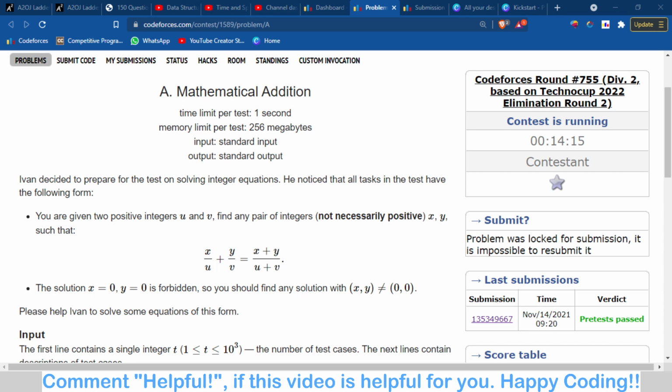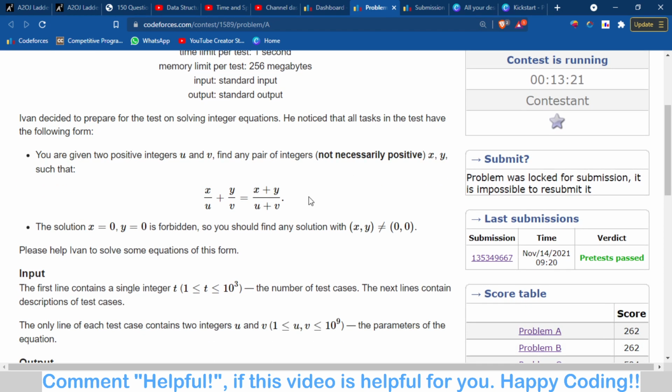In this video we are going to talk about problem A of Codeforces Round 755, which is Mathematical Addition. This is really a tricky problem. I will not say it is an easy problem. It is a bit tricky, so you have to think about it. It is just an observation-based problem.